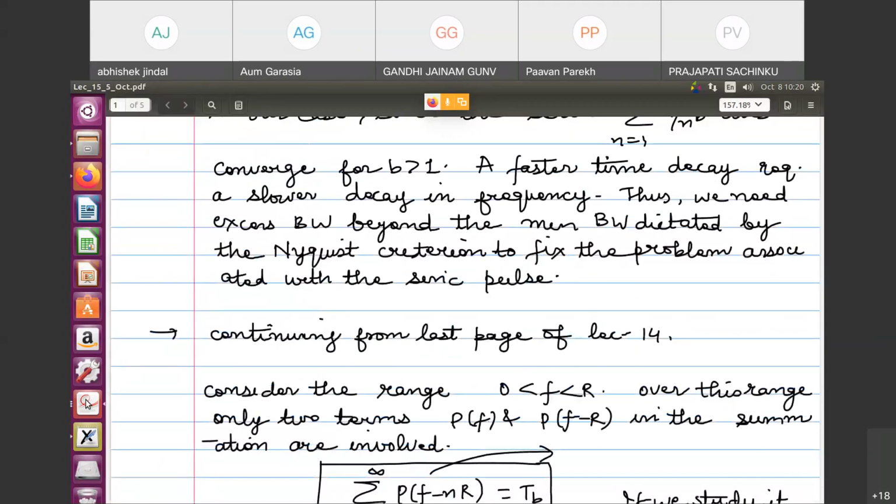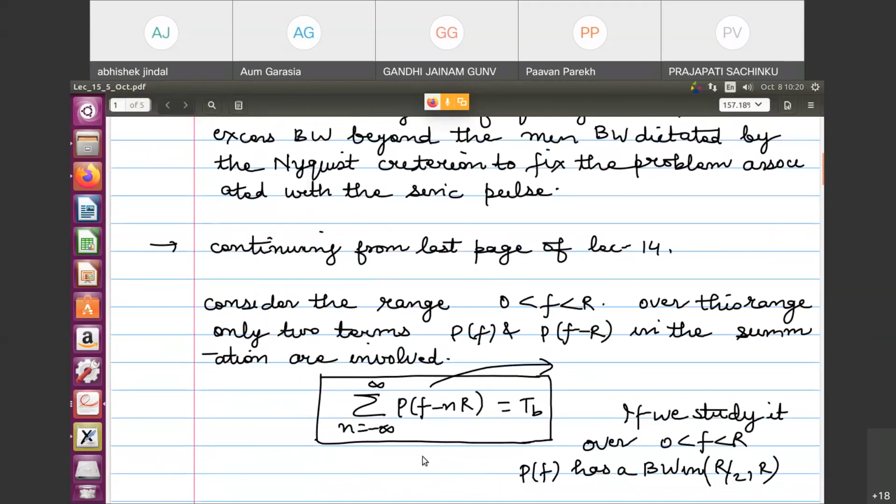That is what we were doing. I think this is what the criteria was. So in the frequency domain, your spectrum should be such that if you shift it by r, it should all add up to a constant number. That is the bit interval.